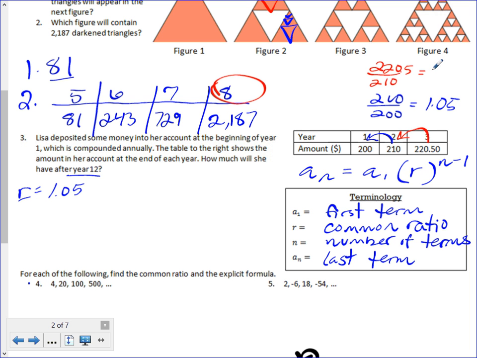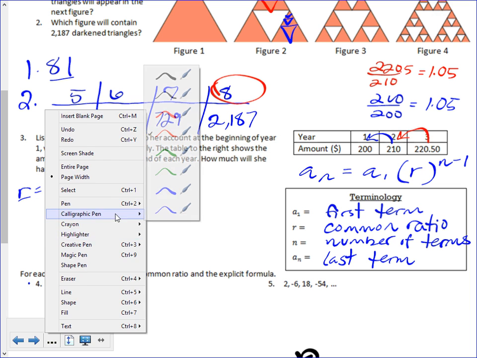Is everyone able to figure that out? See that? Both of them give you 1.05. So it doesn't matter which one you use. Just pick one and divide it by the previous number. All right, we have our ratio.